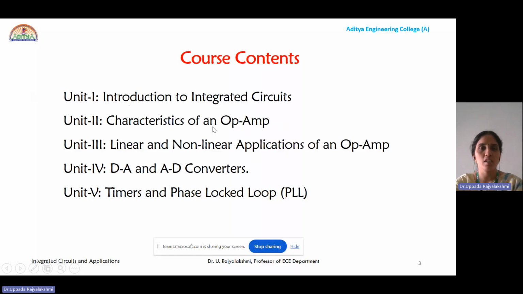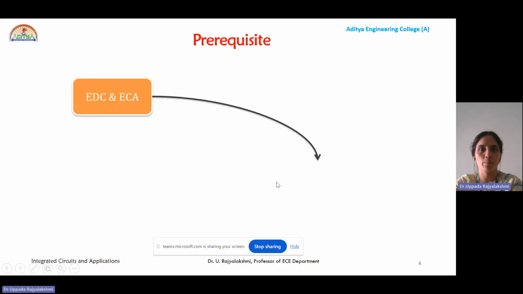In the second chapter, we will discuss the op-amp characteristics. In the third chapter, we'll discuss all the applications of op-amp. In the fourth, we'll discuss the A to D and D to A converters in the IC version. And in the fifth chapter, we'll discuss the timers and phase lock loop.